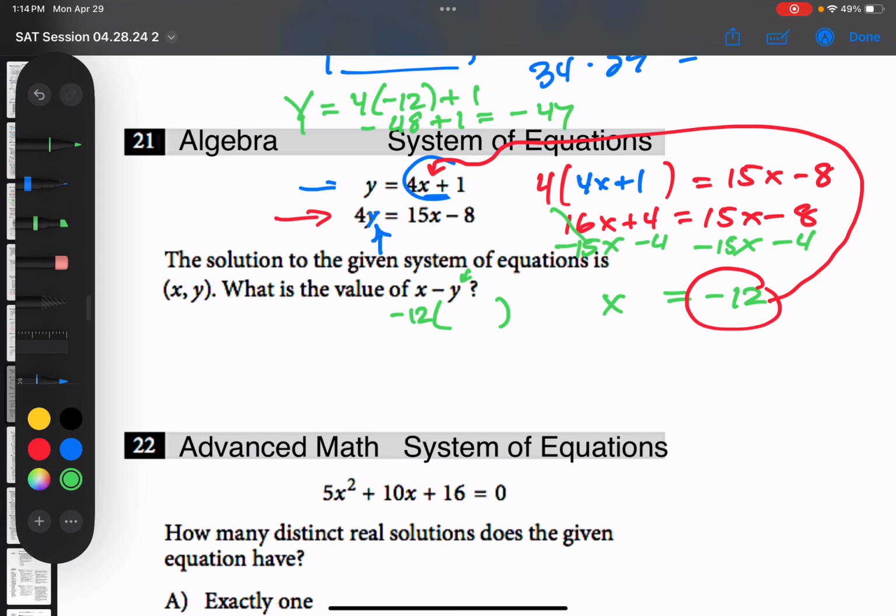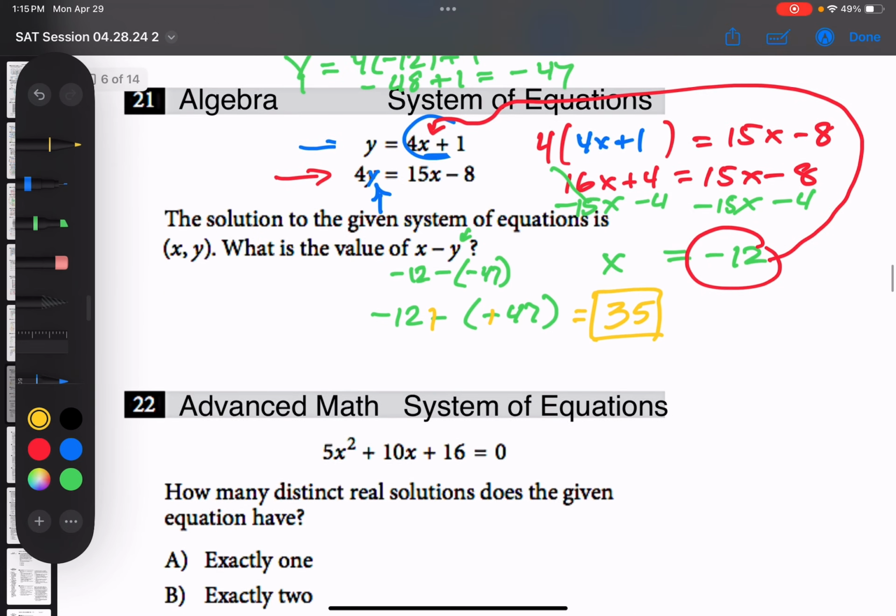So that's going to be, let me erase this. There we go. So it's going to be a negative 12 minus, and what's my y value? A negative 47. So what is a negative 12 minus a negative 47 equal to? Remember, we have to change the signs and add. So our answer is going to be 47 minus 12, 7 minus 2 is 5, 4 minus 1 is 3. So your answer is 35 for this particular question.